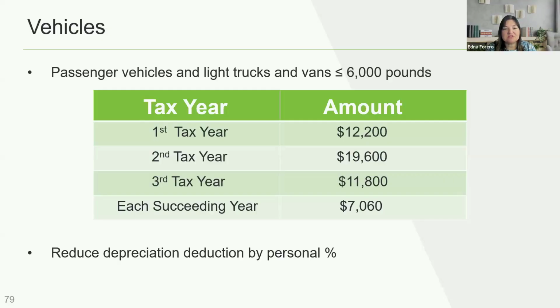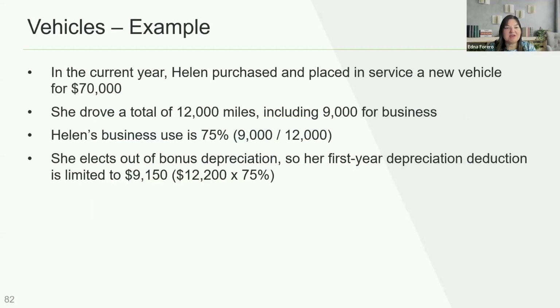But you're going to reduce this amount by any personal use of the vehicle. So 100% business use, they would take the full 12,200. If they did anything less than 100%, they're going to take a percentage, and it's going to be reduced by that personal amount. So have your clients keep records. This is oftentimes the hardest part. So here's an example of that.